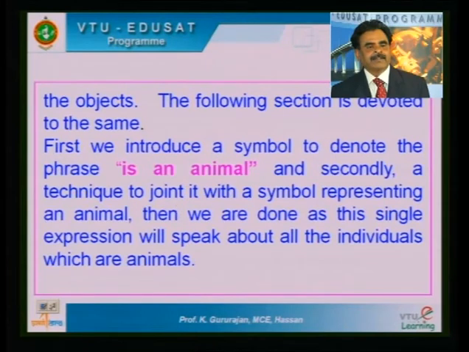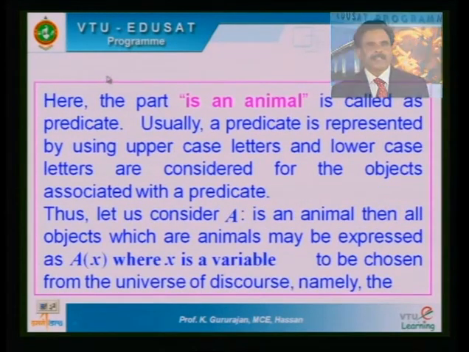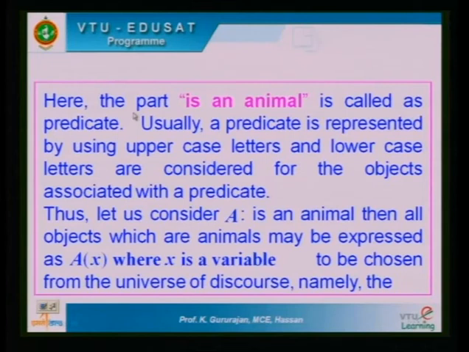So then we are done, as the single expression will speak about all the individuals which are animals. Here, "is an animal" is called a predicate. Usually a predicate is represented by uppercase letters, and the objects by lowercase letters. So here I'll introduce a predicate A. A means "is an animal."